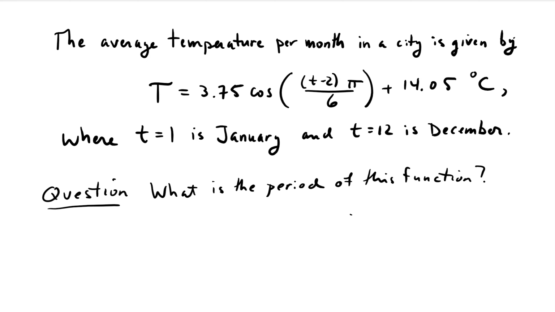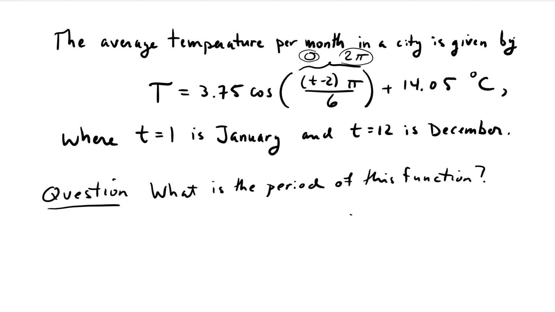The way I look at it, there's a formula in your book, but I don't remember these formulas very well personally. But what you can look at is, we know that cosine has a period of 2 pi, so that function will repeat itself. If the inside, t minus 2 times pi over 6, goes from 0 to 2 pi, it's going to give me the same cos value. So I could investigate which value of t gives 0 for the entire expression, and which value of t gives 2 pi. And the difference between those two t values will give me the period.